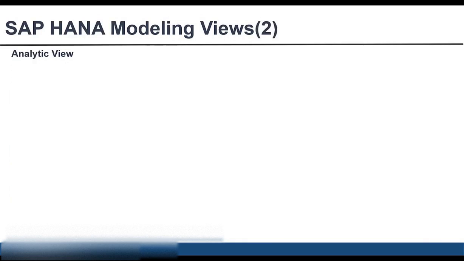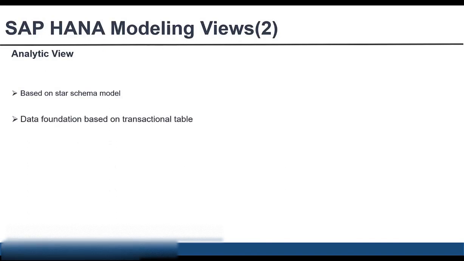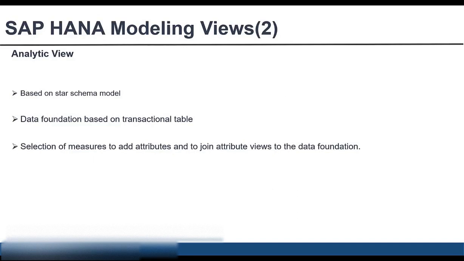Analytic views are multidimensional table views that are based on the star schema model. They are also called cubes. They are used to build a data foundation based on at least one transactional table. They are used for creating a selection of measures, to add attributes, and to join attribute views to the data foundation. They can contain two types of attributes: measures, which can be aggregated, and normal attributes, which cannot be aggregated.